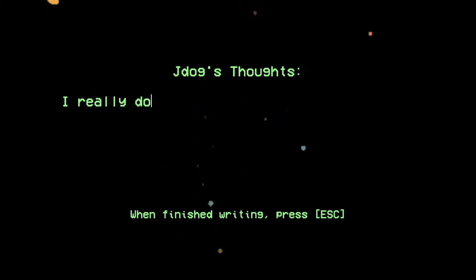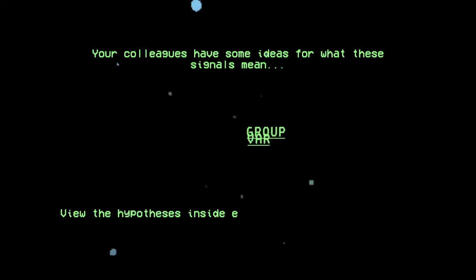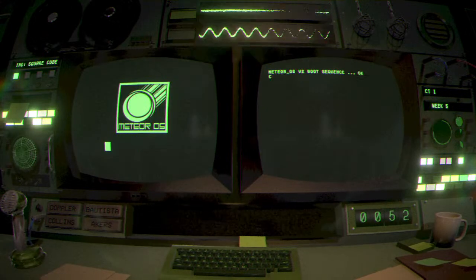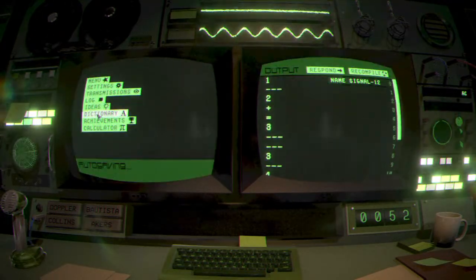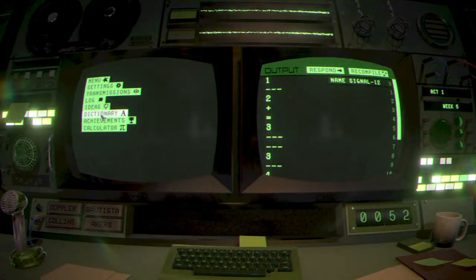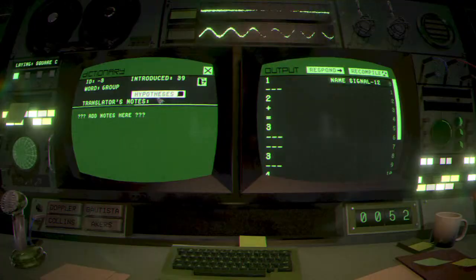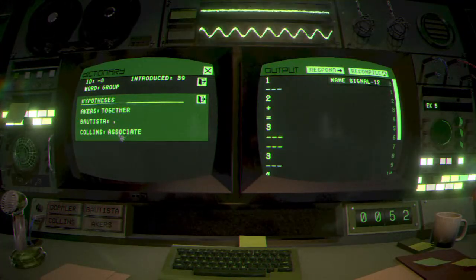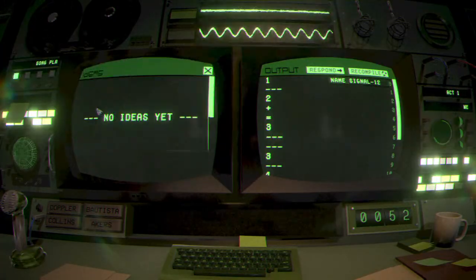I really don't want to do complex math. Oh, let's go see what they think group means. Not that. Dictionary, group, hypotheses. Together, comma, associate. I'll try comma. Whoops.